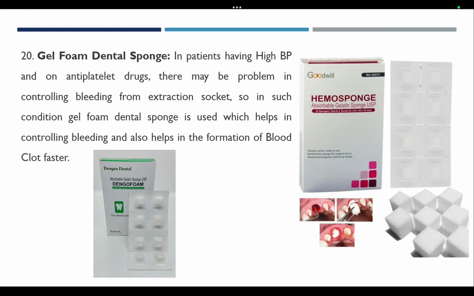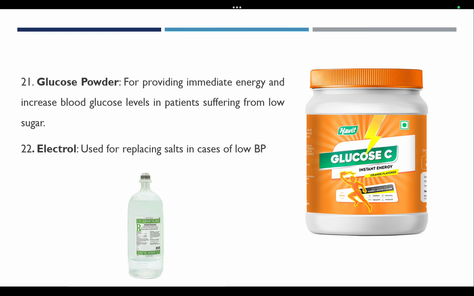Okay, another important material to be available is gel foam dental sponge. In a patient having high blood pressure and on antiplatelet drugs, we have a problem in controlling bleeding from the extraction socket, and the hemo sponge is important to control this bleeding by putting one of them inside the socket. It helps formation of the blood clot faster.